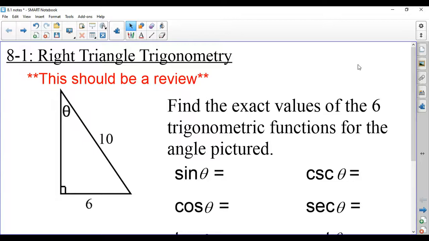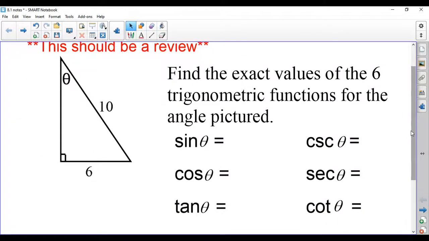Just a quick review, when we're looking at a right triangle and we want to find the exact values of the 6 trigonometric functions, we need to know our basic trig ratios, SOHCAHTOA, and then we need to know which functions are the reciprocals of which. So in this triangle, before we do anything, we have a leg that's 6 and a hypotenuse of 10, so we should know that the other leg is 8. You could always do Pythagorean theorem if you didn't recognize that. It just says find the exact values of these functions, so we're looking for the ratios.